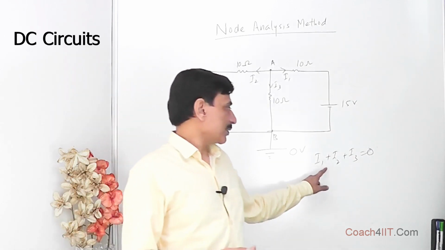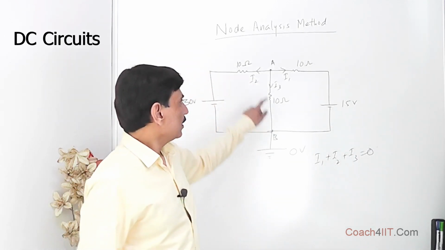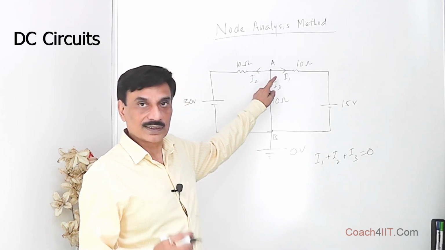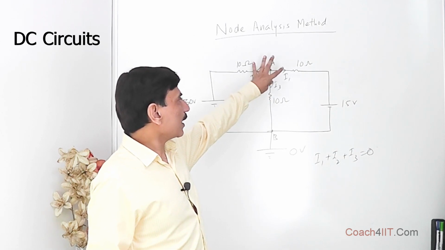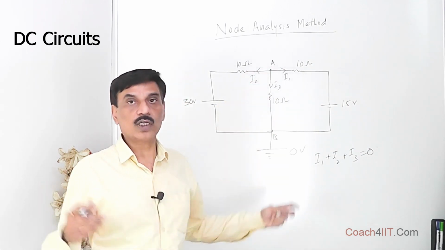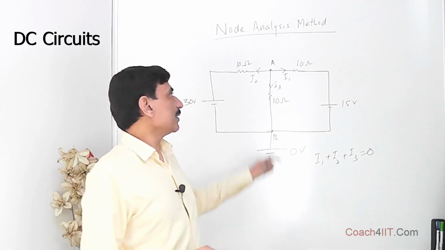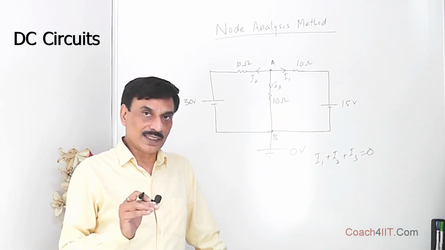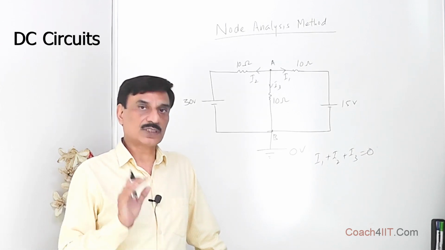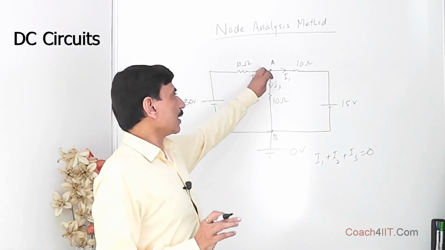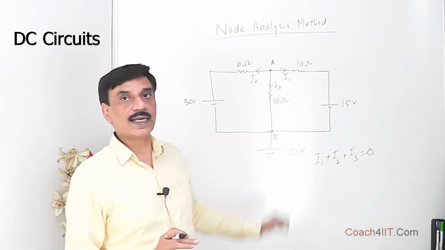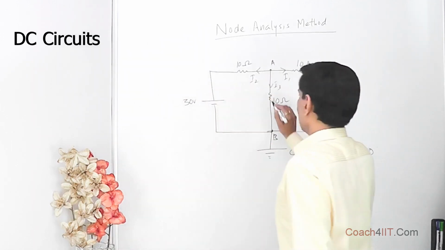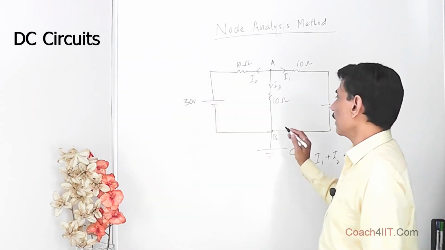When you are applying I1 plus I2 plus I3 is equal to 0, either you take this node at the highest potential or at the lowest potential. That means either you take all the currents which are moving away from this junction or all moving towards the junction. Don't take some of the currents moving away from the junction and some moving towards the junction. Things may turn out to be slightly difficult. So the simpler method is you take all the currents emanating out or all the currents approaching the junction.